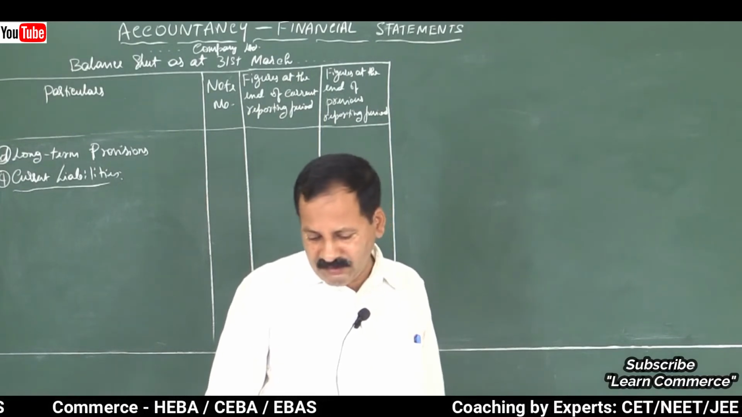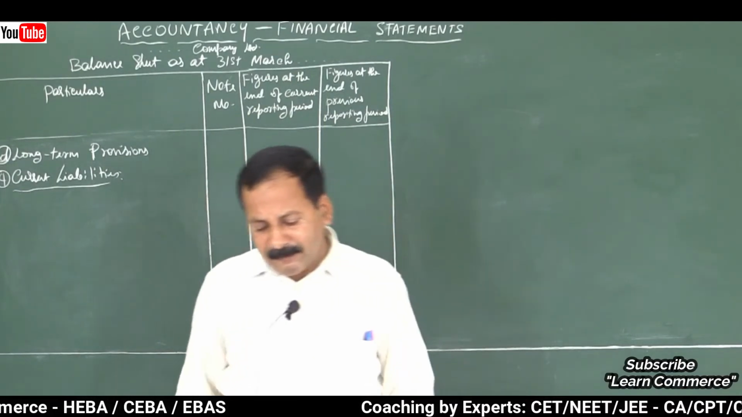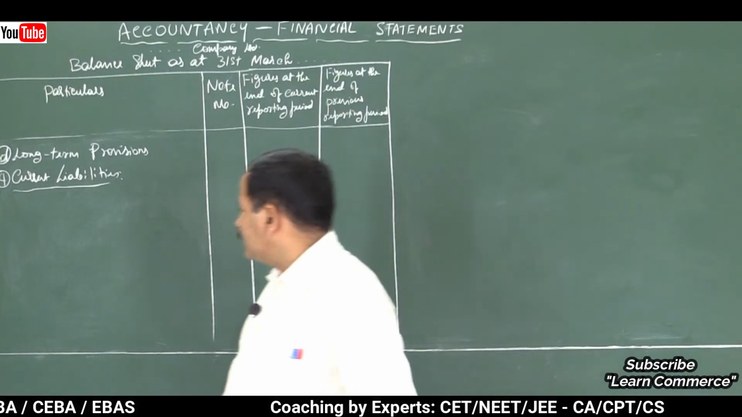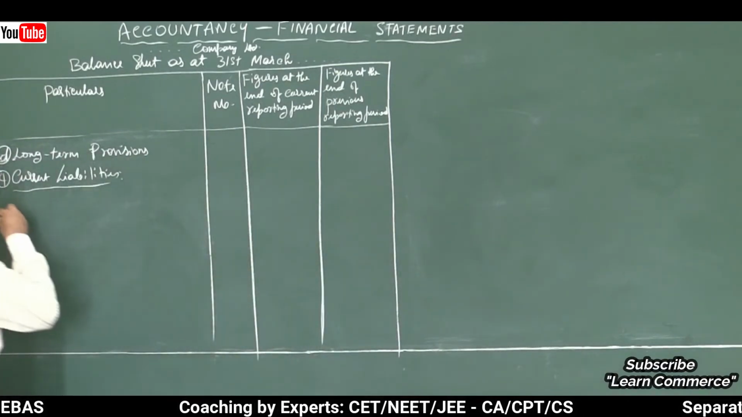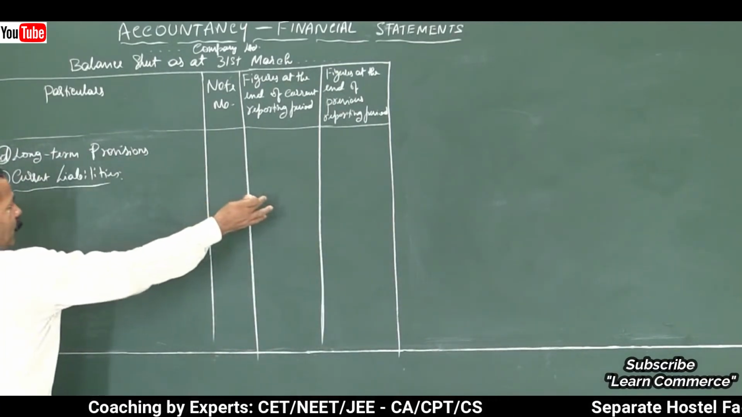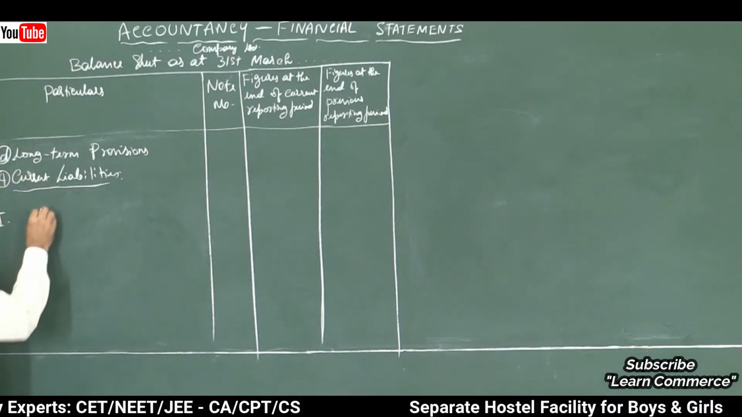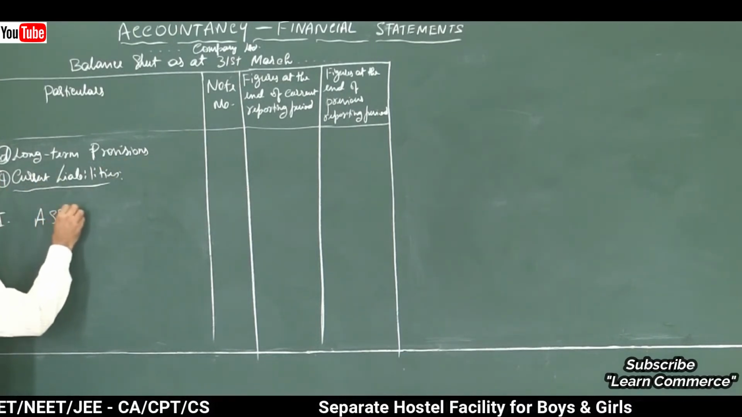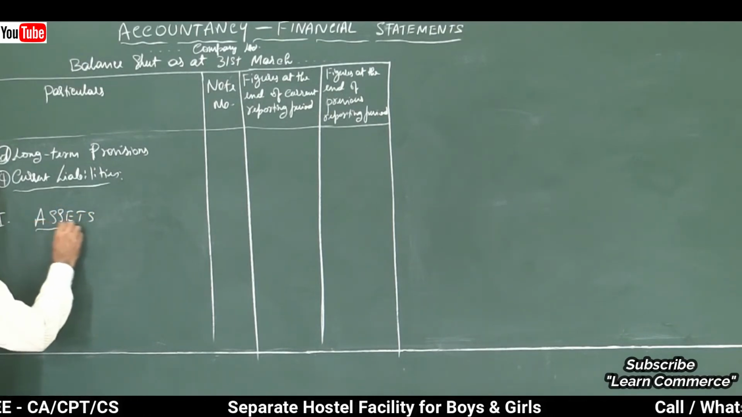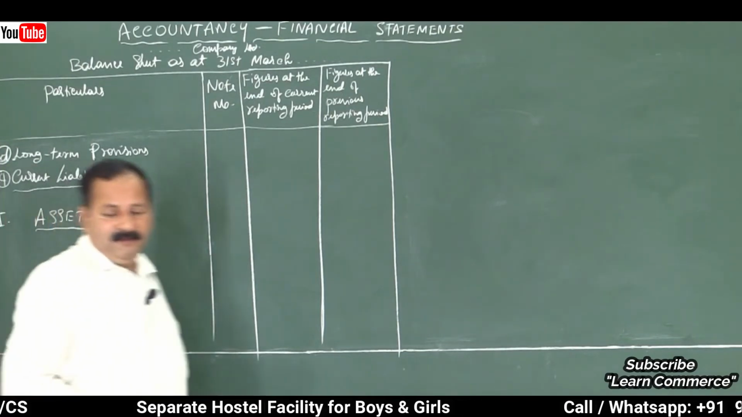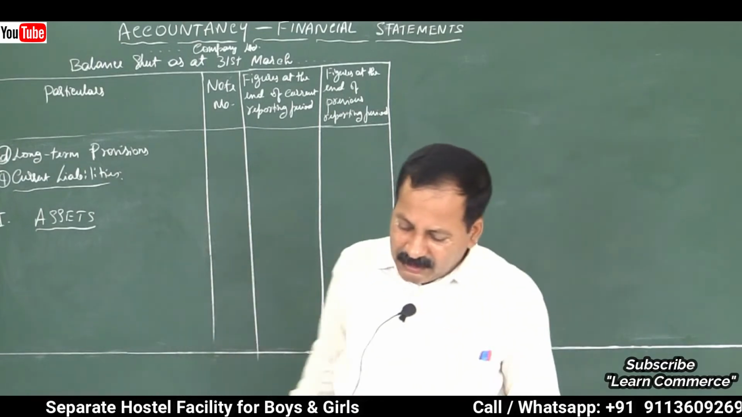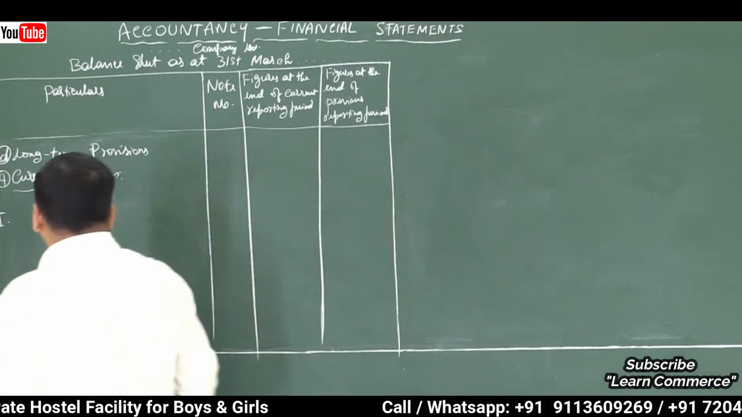Clear? Let us move on to the second part, that is assets. We will write here only. After writing the total of liabilities, then we will write Roman 2, assets. We will take up assets here only. Under that, first one, non-current assets.